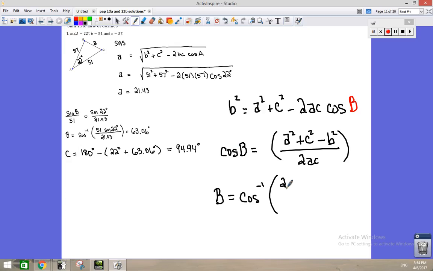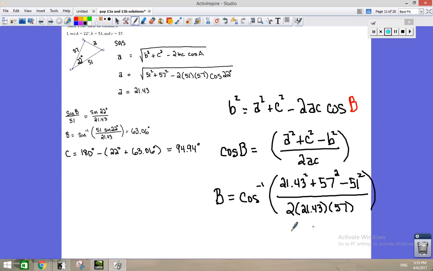We'll have 21.43, and that's being squared. The length of C was given as 57. Square it. We're taking away the length of B, which was 51 squared. And I have 2 times this 21.43 times this 57. So we have to be careful, just like we were careful over here, in keying it into the calculator.